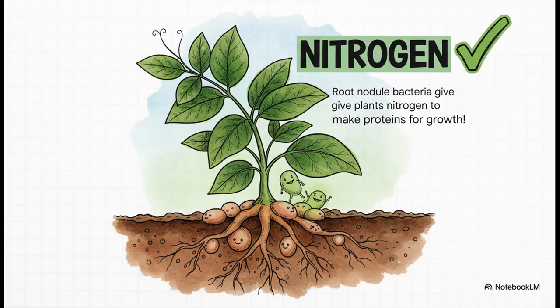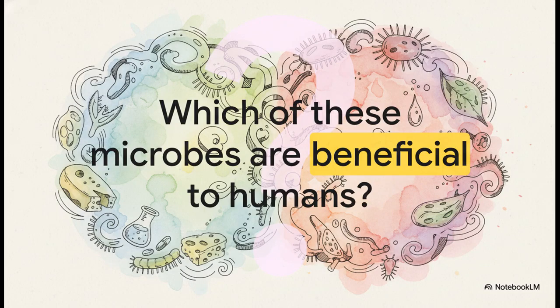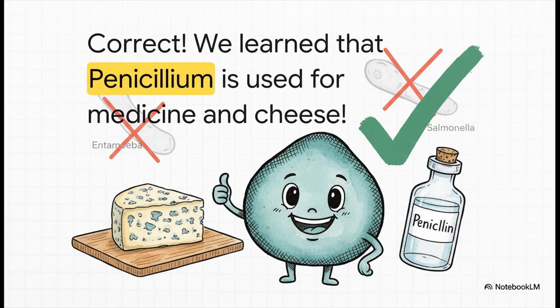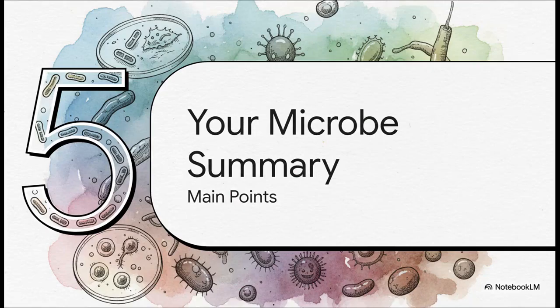Awesome job. Okay, next up, which of the following living organisms are beneficial to humans? Okay, think about the good guys we talked about, the helpers. And the correct answer is C, yeast and penicillium fungus. Perfect. Yeah, we know Entamoeba and Salmonella are the harmful ones, but penicillium? That's our amazing friend fungus that helps with cheese and medicine. You got it.